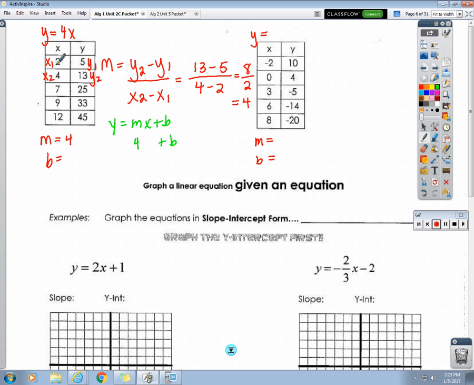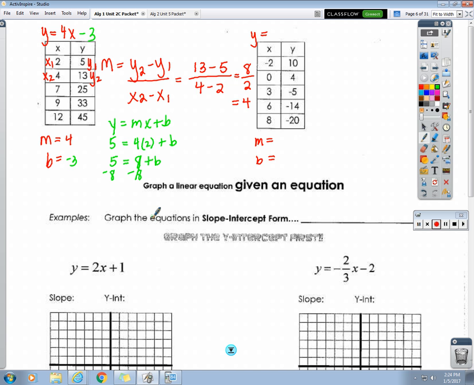Okay, so if I'm using 2 and 5, 2 is the x, so it goes right there. 5 is the y, so it goes right there. 5 equals 4 times 2 plus b. 5 equals 8 plus b. And now to solve for b, what do I do on both sides? Subtract 8, and so b equals -3, so there's your equation.